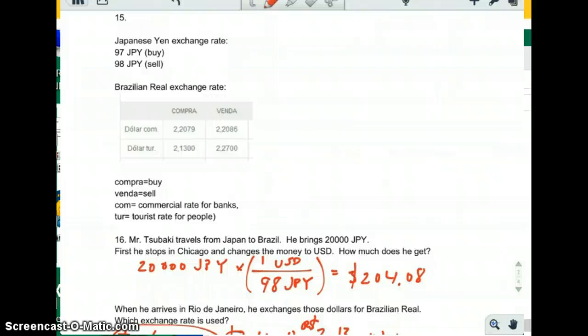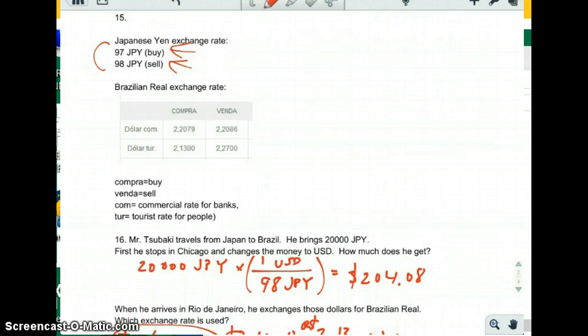So here's a currency conversion problem. The exchange rate for Japanese yen is 97 Japan yen buy and 98 Japan yen sell. And what that means is if I have dollars and I'm going to buy Japan yen, then I would use that rate. And if I have Japan yen and I'm going to sell it to get dollars, I'm going to use that rate. So it's always in reference to dollars, even though they never mention dollars.